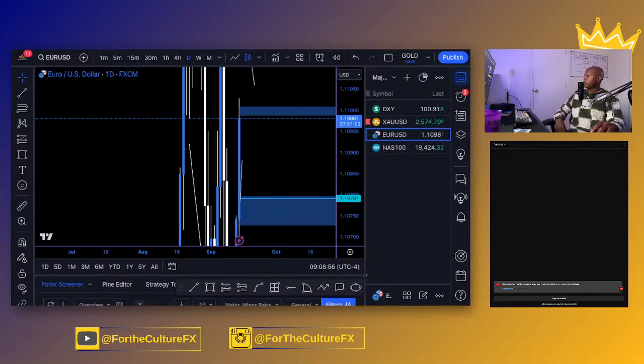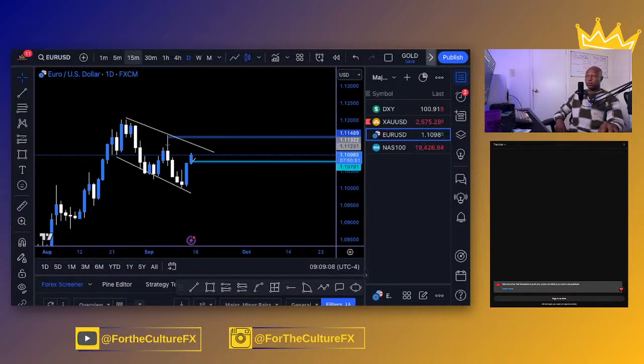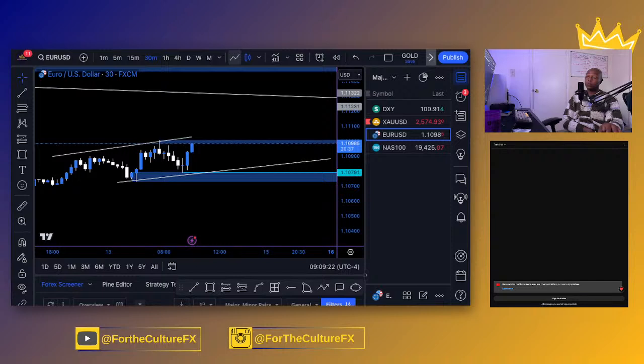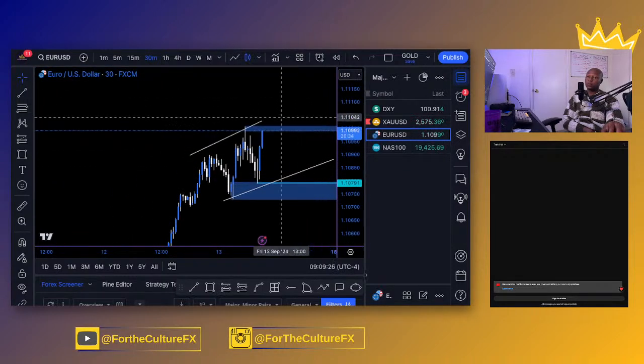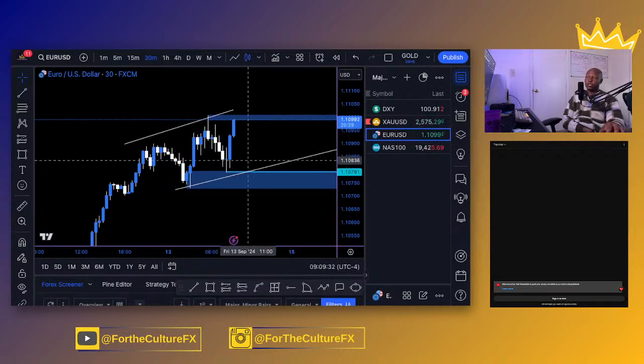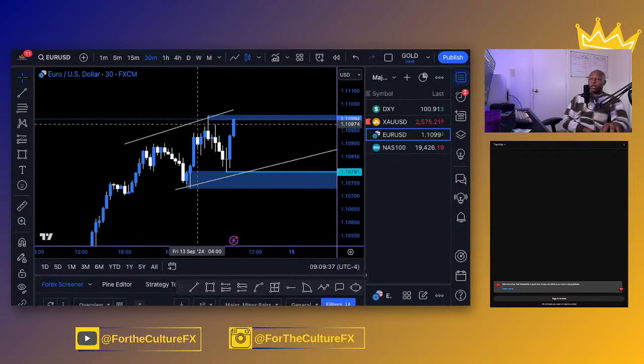Let me pull up the... so right now just kind of waiting on this 30-minute time frame here, to see if we can get a correction and continuation for the rest of the session, following that bullish 4-hour candle that we just came off of.